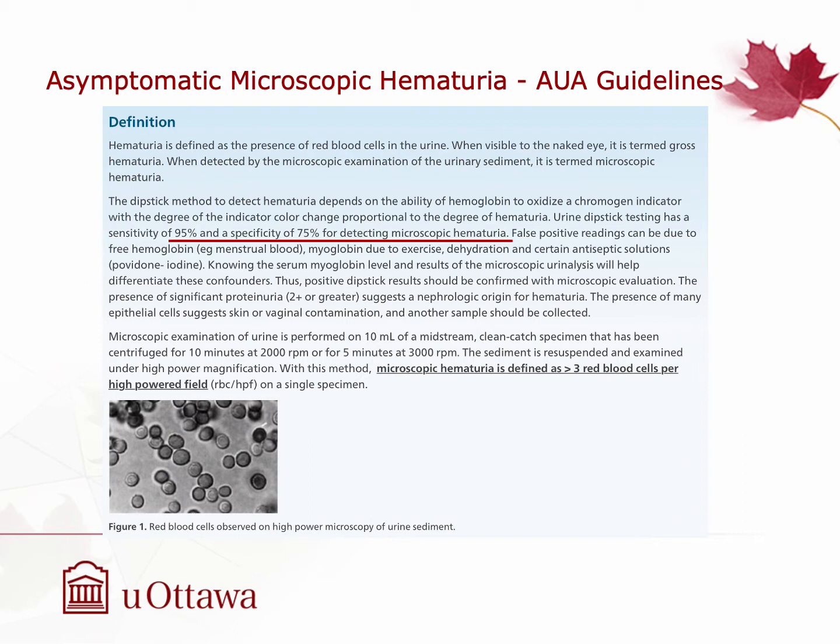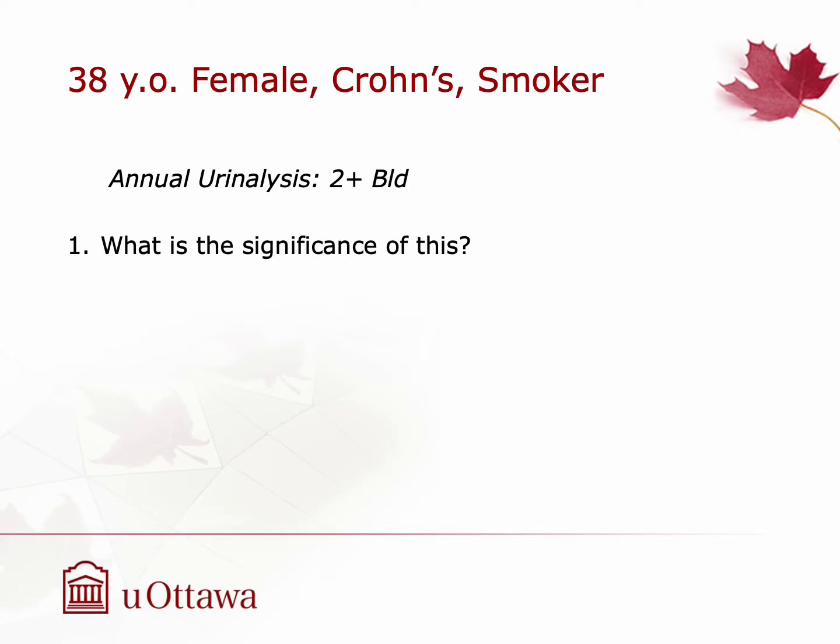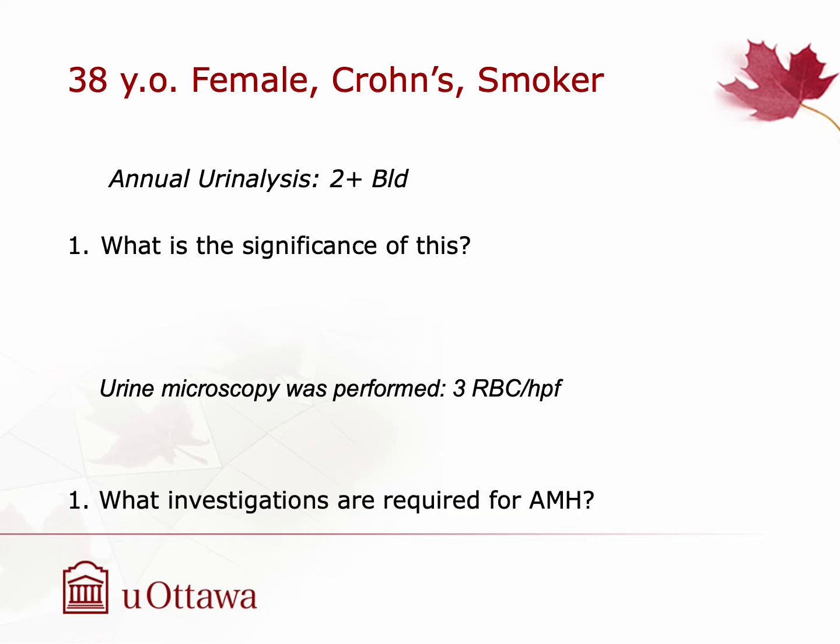There are obviously potential false positive readings due to other issues, including dehydration and exercise. So it's really important that if there's blood detected on the dipstick, microscopic evaluation and examination of the urine is performed. And with this, microscopic hematuria is then defined as greater than 3 red blood cells per high-powered field. So with this in mind, a follow-up to the urinalysis is performed, and there are 3 red blood cells per high-powered field. So what investigations does this typically prompt?